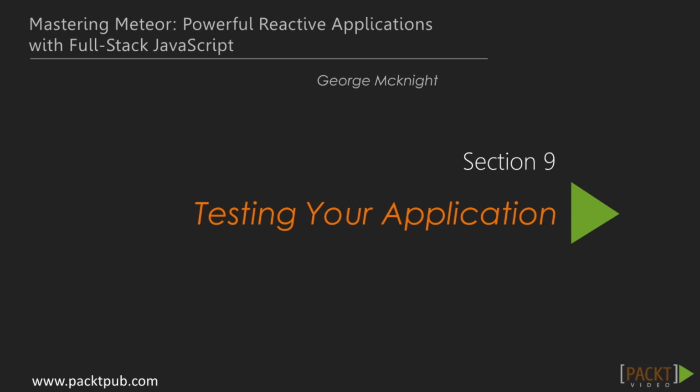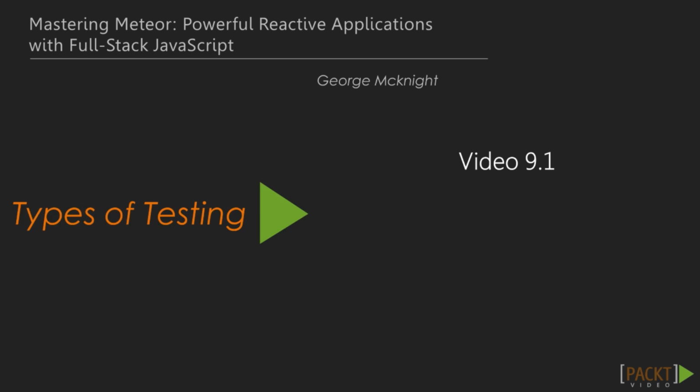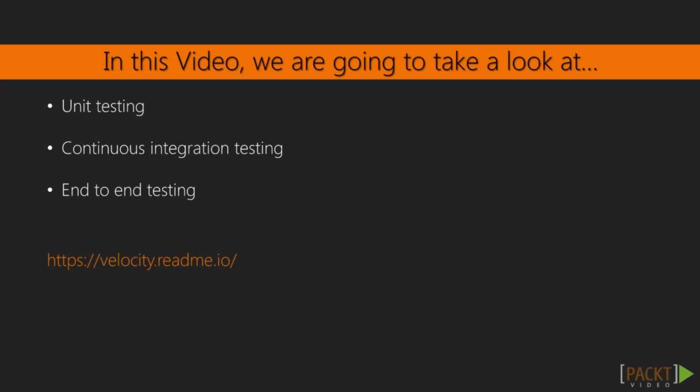Hello and welcome back. In the last section, we went over server methods. In this section, we're going to take a look at testing, the different types of testing, and how to write useful tests. There are many different types of testing available to developers, but in Meteor, the main ones that we're going to focus on are unit testing, continuous integration testing, and end-to-end testing.